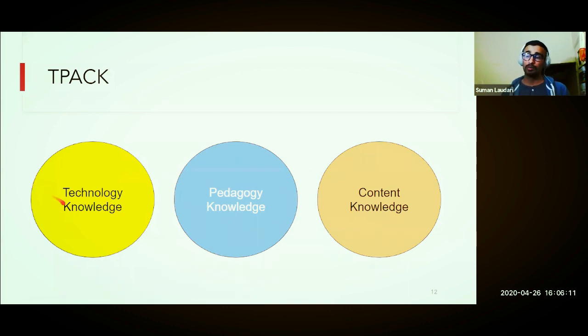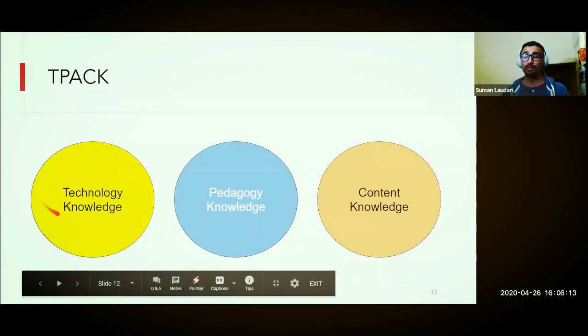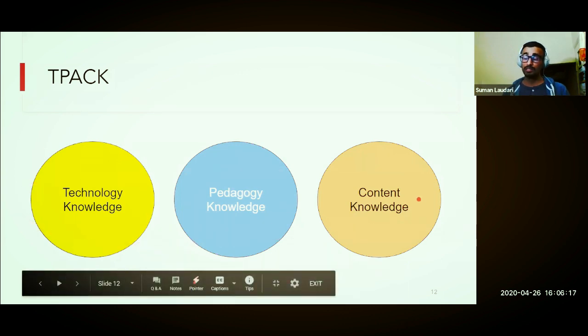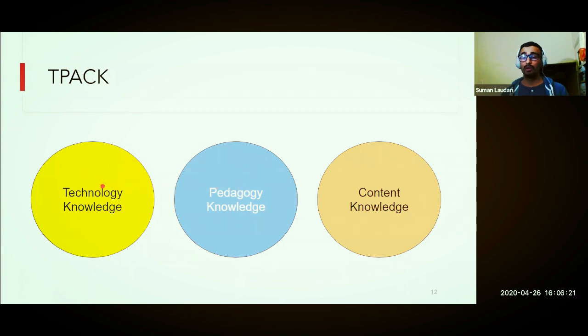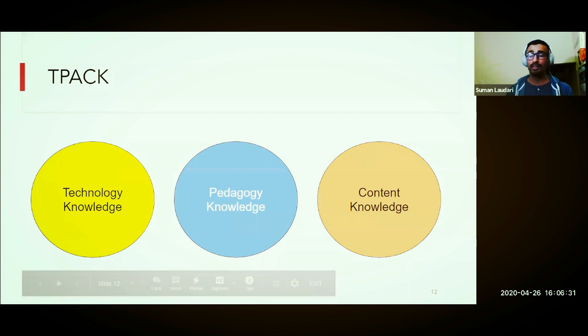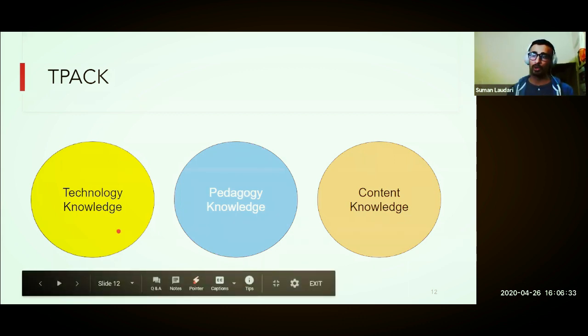So basically TPACK tells you that you need to have these three knowledge bases, and what it also tells us is that these three knowledge bases intersect and interact with each other, and when they intersect and interact both theoretically and in practice, they produce flexible knowledge needed to successfully integrate technology use into teaching.